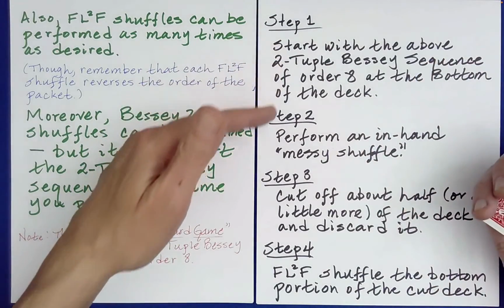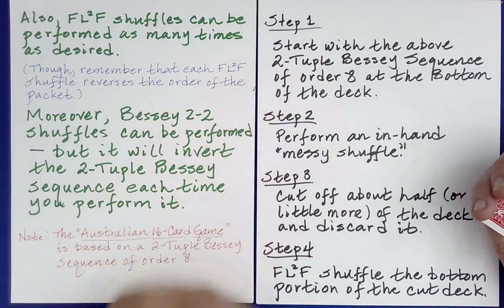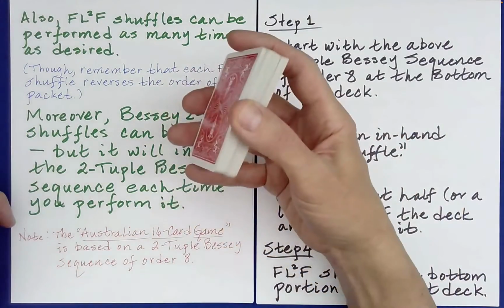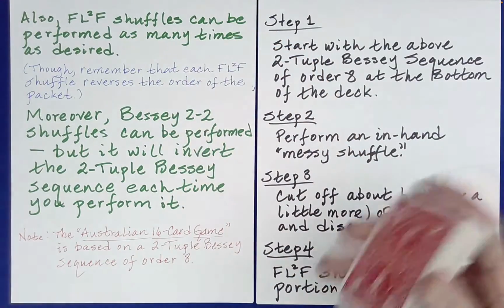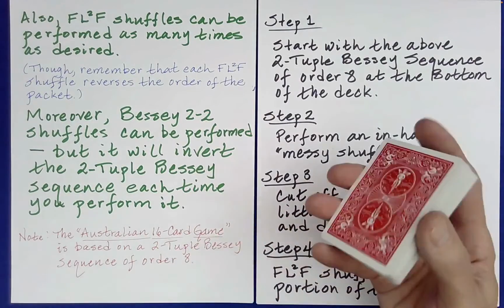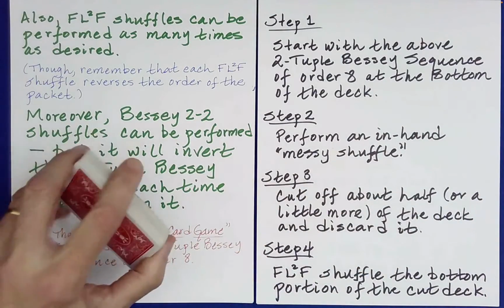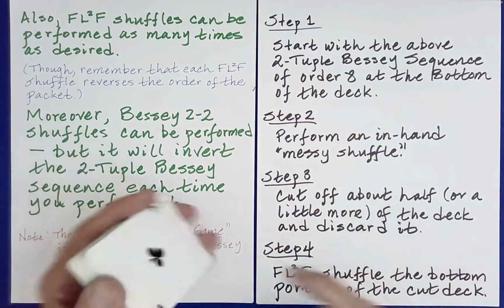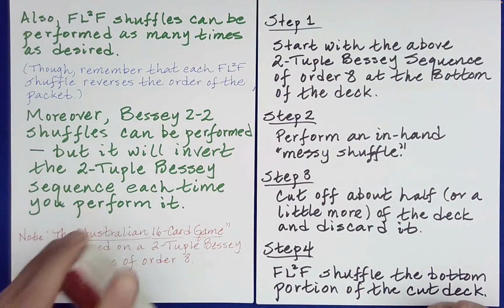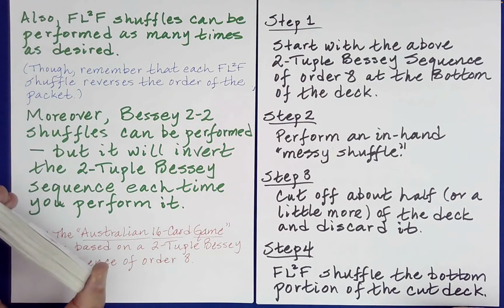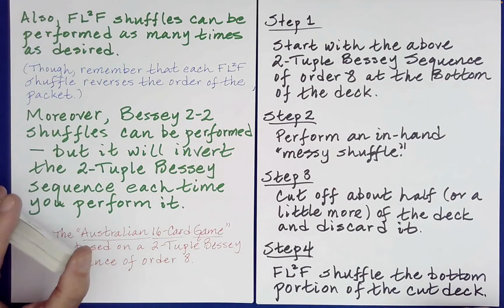So you would skip some of what's coming up here. But if you want to just pull out a deck of cards, which ostensibly is ready to be used, a randomized deck of cards, this would be one way to do it. Have this two-tuple Bessey sequence at the bottom of the deck, so it's all ready. Now, step 2, perform an in-hand messy shuffle.